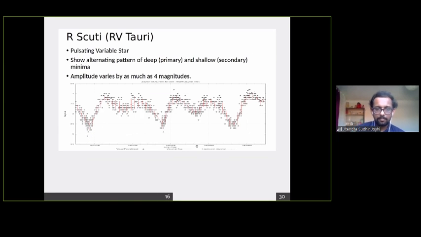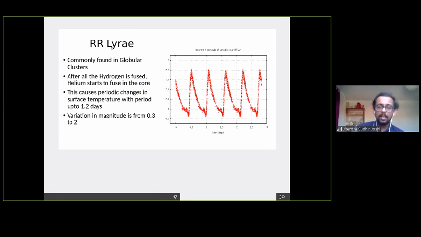So this is what we call a light curve. A light curve is nothing but a graph of brightness versus time, and you can see how this star varies. Both of these are pulsating variables. RR Lyrae is one of the most important stars in cosmology. It can be used fairly well to calculate distances.